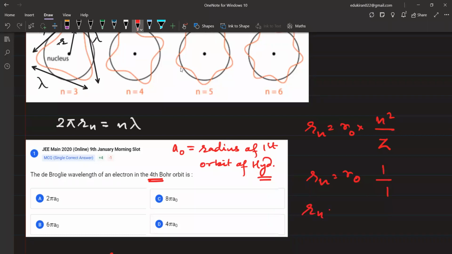So radius of the 4th orbit will be equal to how much? It will be equal to a0 into n² कितना हो जाएगा? 4. 4 का स्क्वायर कितना हो जाएगा? 16 upon Bohr orbit बोला हाइड्रोजन के लिए तो हाइड्रोजन ही हो गया वो. ठीक है. So 16 a0 हो जाएगा ये. Then lambda will be equal to 2 pi into r_n कितना आ गया आपके पास? 16 a0, divided by n is equal to 4. What will be the answer?